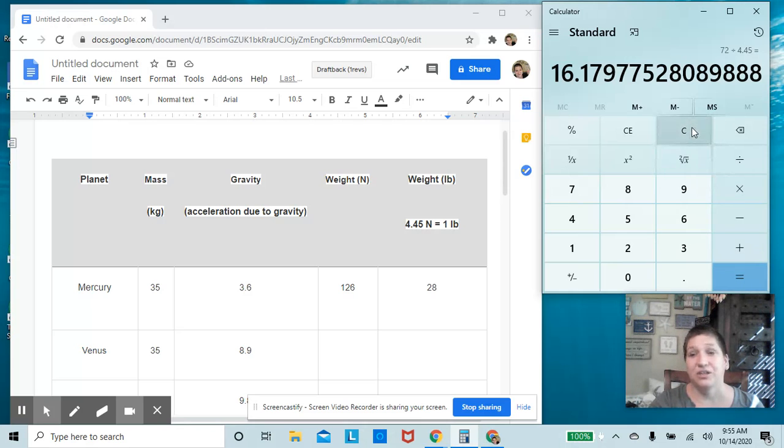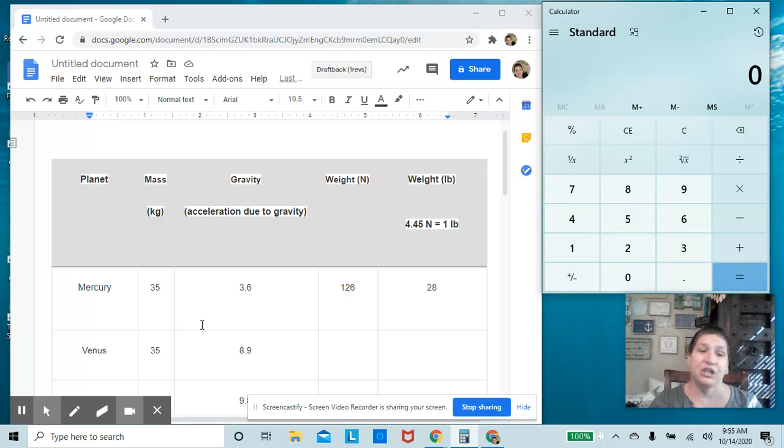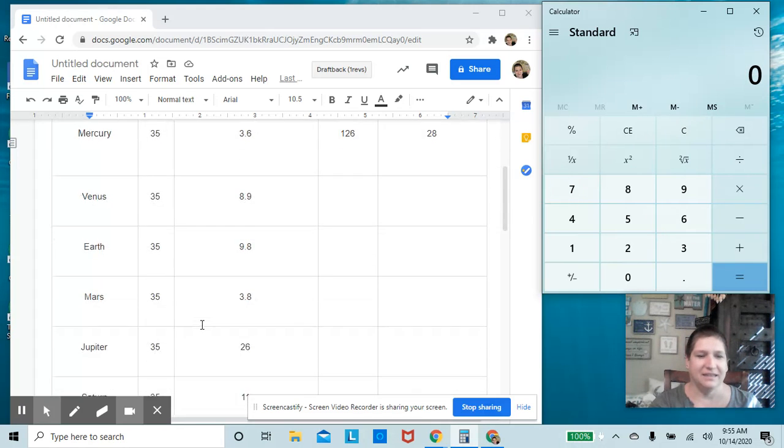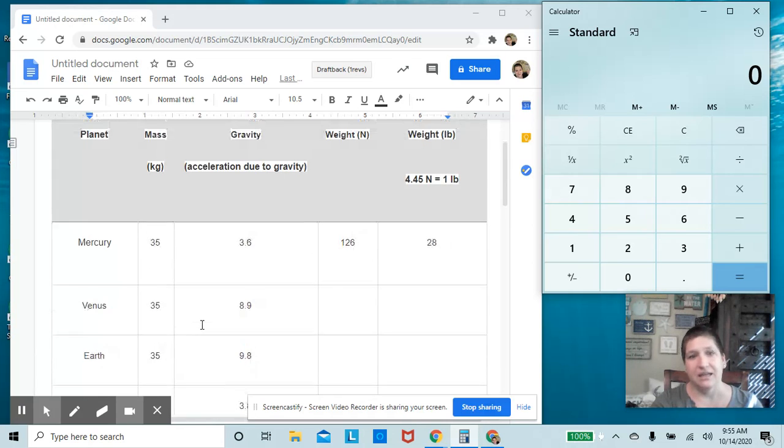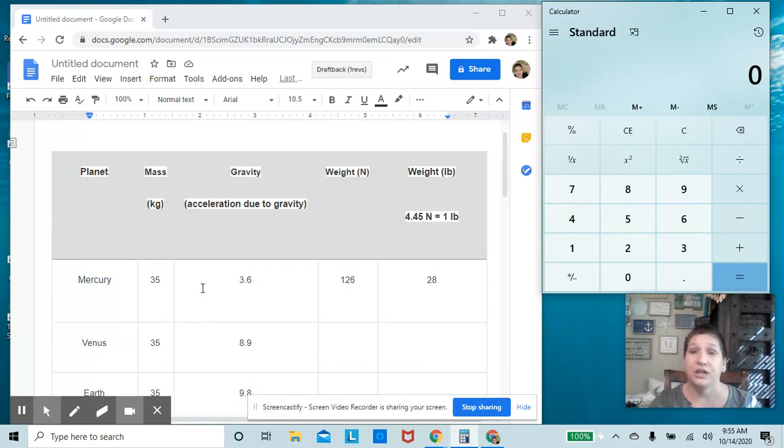Now, in our chart that we looked at today, you're looking at all these different planets, right? And the same mass object. In this case, our mass is 35 kilograms, which is about what my big dog weighs. It's about 76 and a half, 77 pounds on Earth. I mean, it's heavy.